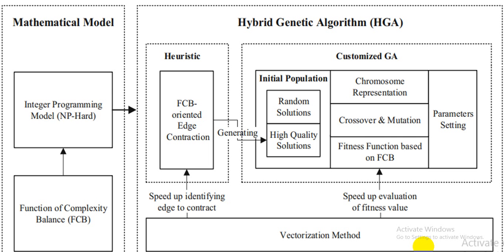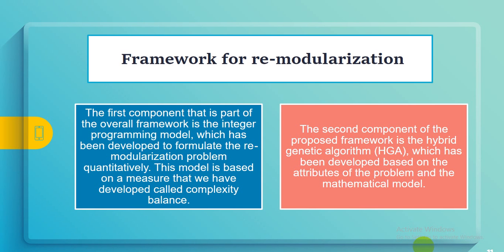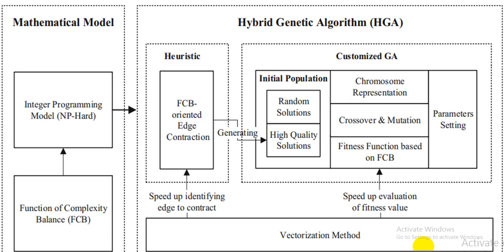First, the mathematical model has two parts: the integer programming model and the function of complexity balance. The function of complexity balance helps the integer programming model to formulate the remodularization problem quantitatively. Then the work is based on this integer programming model.